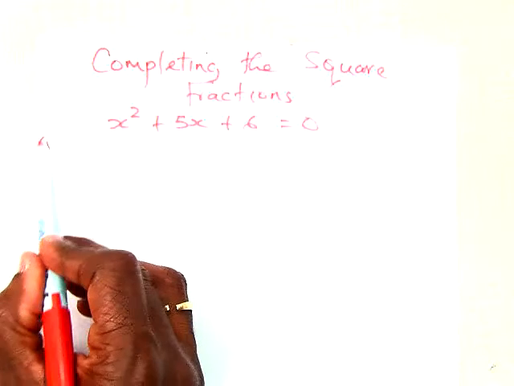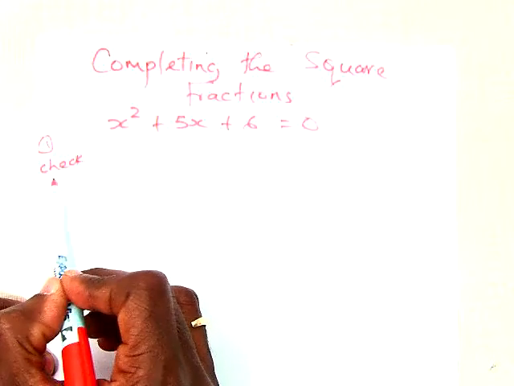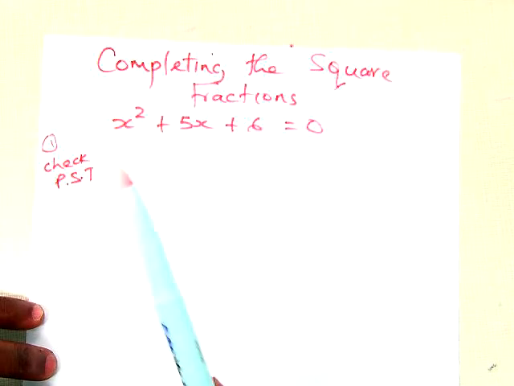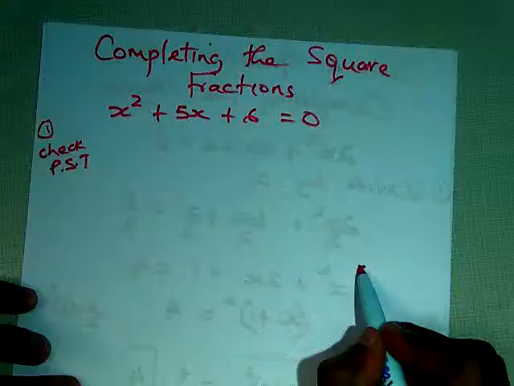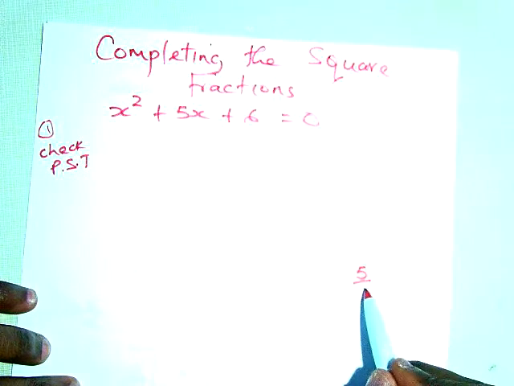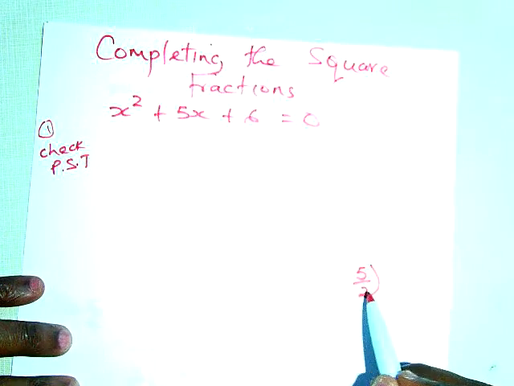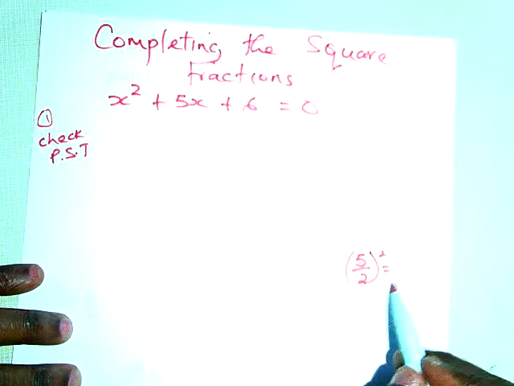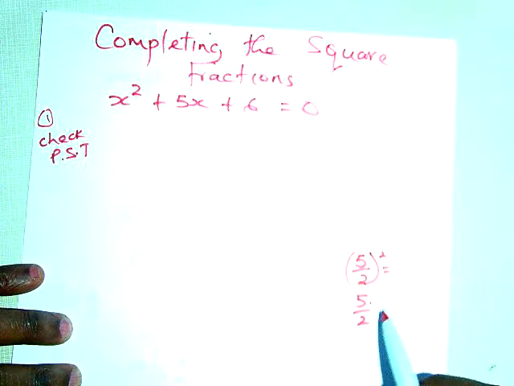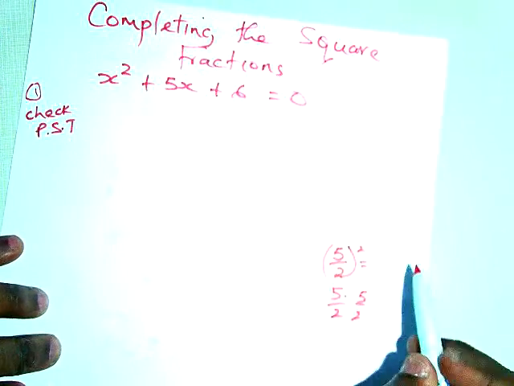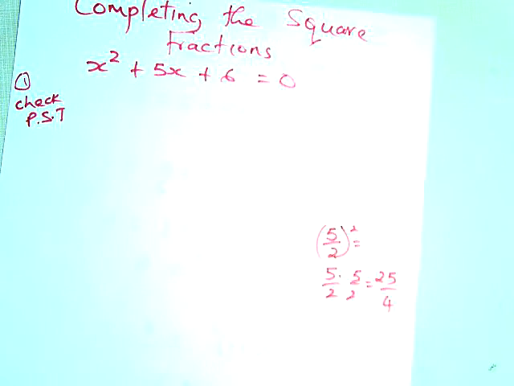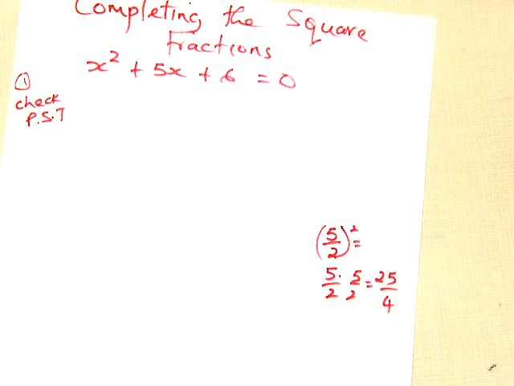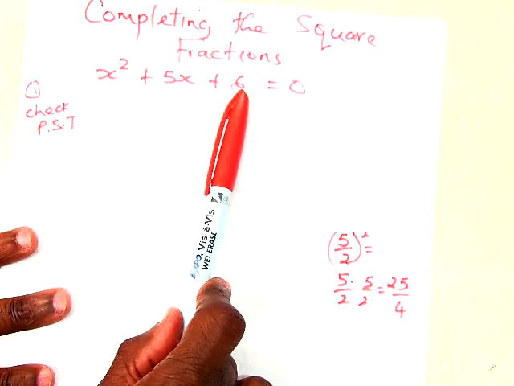First thing I need to do is check if I have a perfect square trinomial, which means I need to take the middle term b, which in this case is 5. We're going to divide it by 2 and square it, and that gives me 5 over 2 times 5 over 2 is 25 over 4. So my c term should be 25 over 4, but obviously it's not 25 over 4, it's 6.